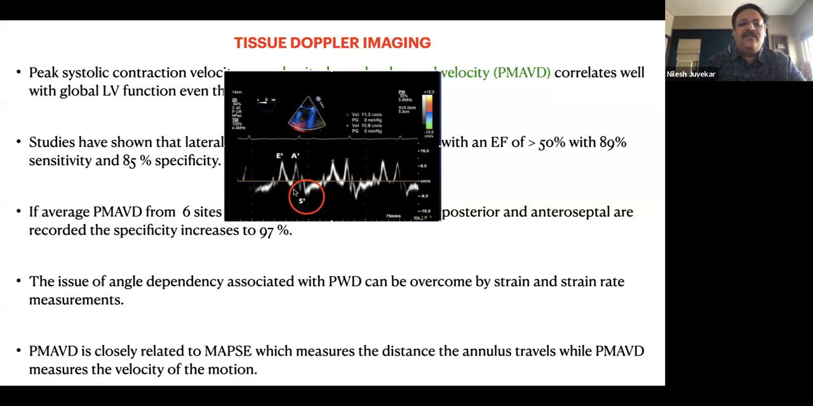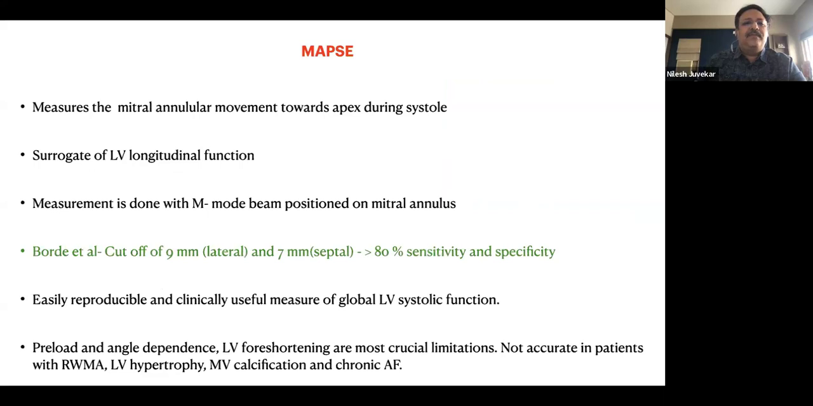Now PMAVD is closely related to MAPSE, that is mitral annular plane systolic excursion, which measures the distance that the annulus travels, while PMAVD measures the velocity of this motion. So MAPSE is the distance, while PMAVD is the velocity. Now coming to MAPSE, it measures the mitral annular movement towards the apex during systole. It is a surrogate of LV longitudinal function. So it is a poor man's GLS, which we'll be seeing later.